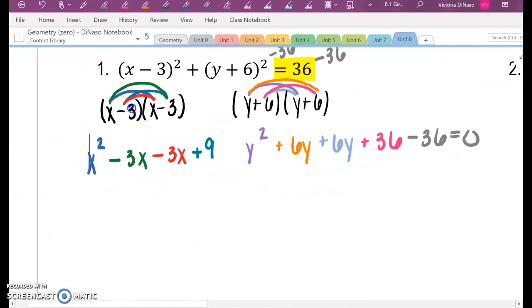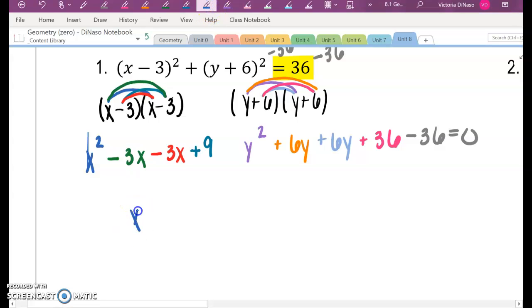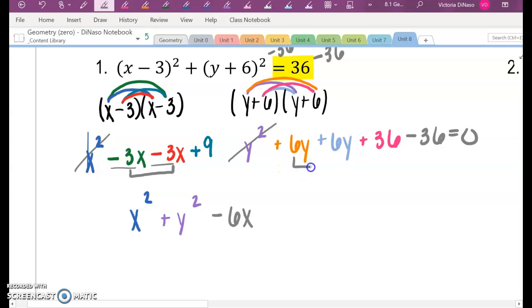So we've got x squared first, and then we've got y squared next. I'm just going to cross them off as we go. After that, you're going to combine negative 3x minus 3x, which is negative 6x. Make sure you don't multiply them. You're just combining negative 3 minus 3. And then you're going to combine the y's, and you're just combining 6 plus 6. So we've got plus 12y.